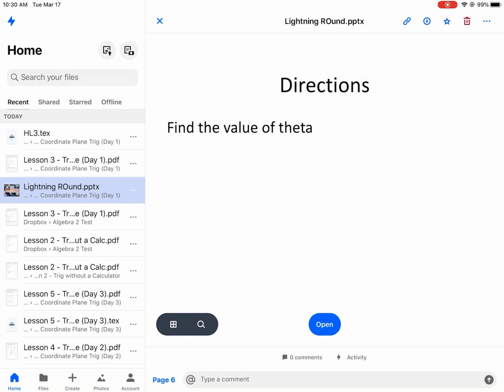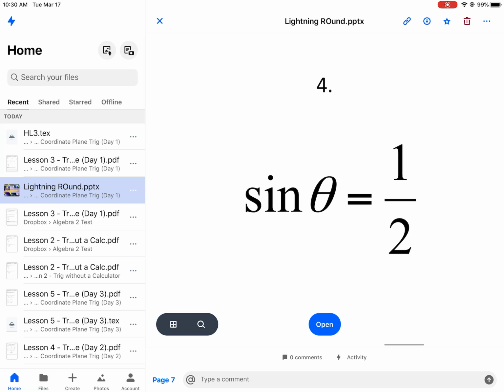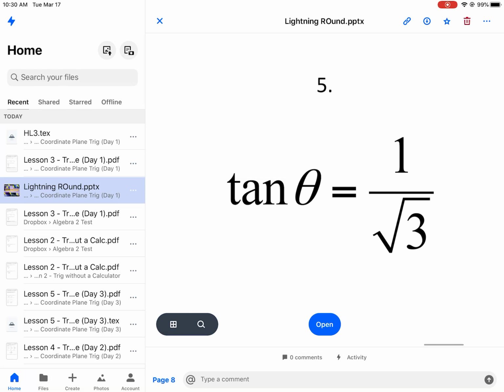All right, next up, find the value of theta. So here we go. Sine of theta is 1/2. I wonder what angle would do that. Maybe the reference triangles are useful. What angle makes sine theta 1/2? Tangent of theta is 1/√3. Which of the two triangles are those numbers on? Which angle would give us opposite over adjacent for this? At number 6.